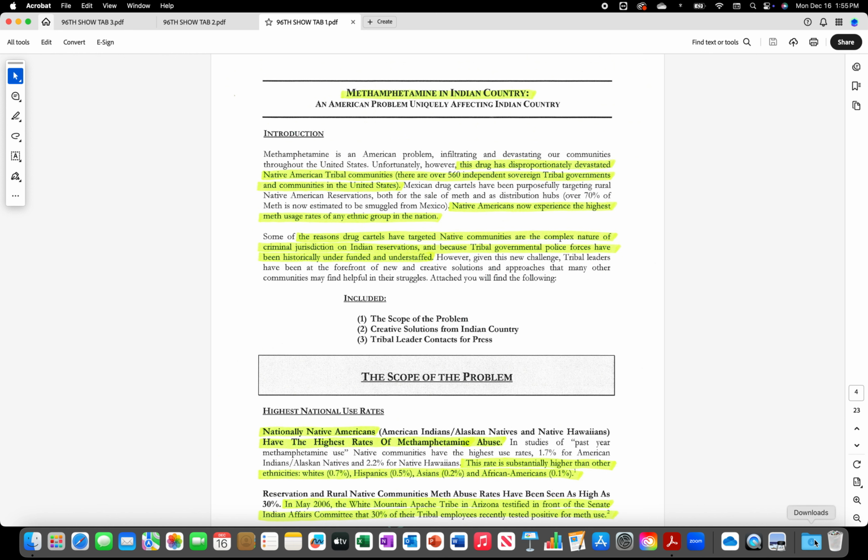This drug, methamphetamine, has disproportionately devastated Native American tribal communities. There are over 560 independent sovereign tribal governments and communities in the United States.